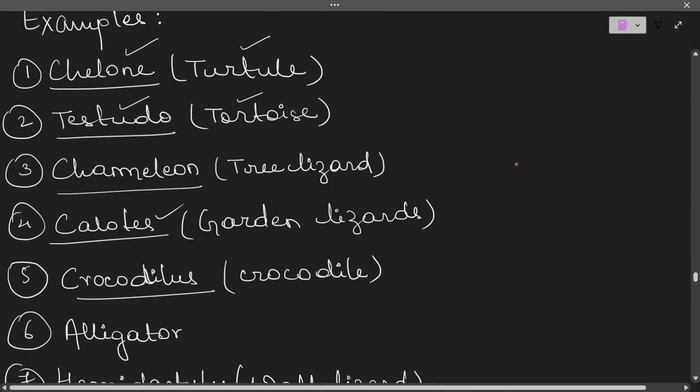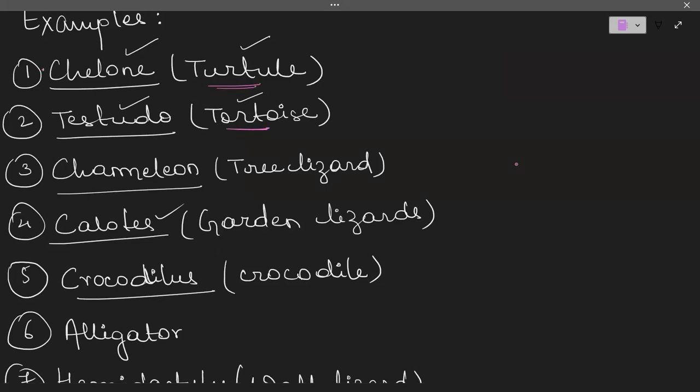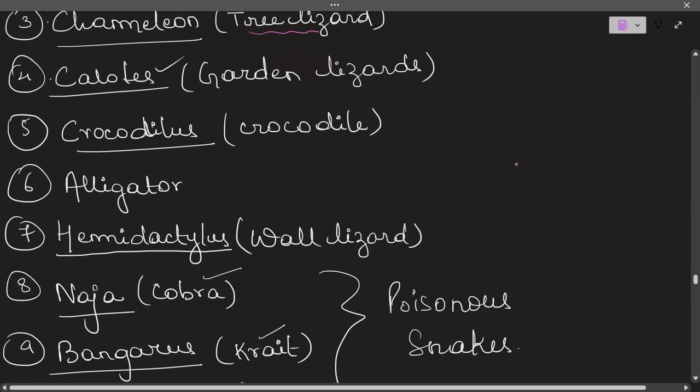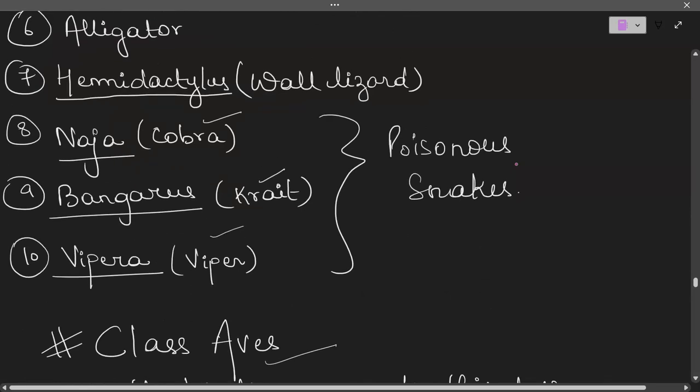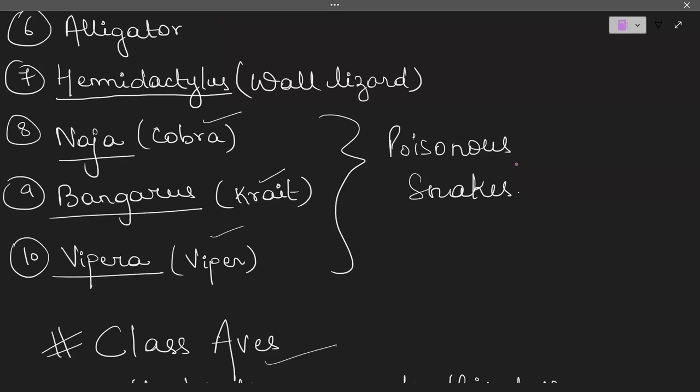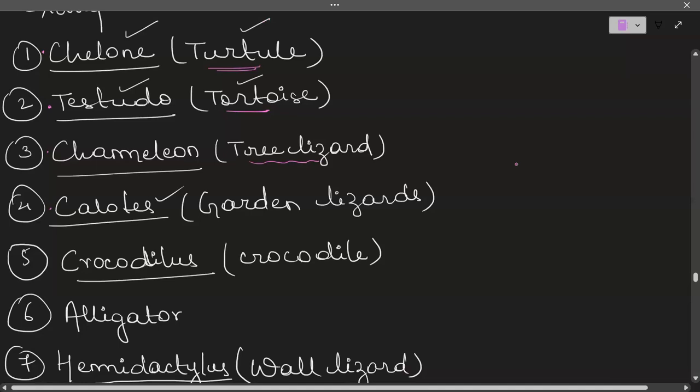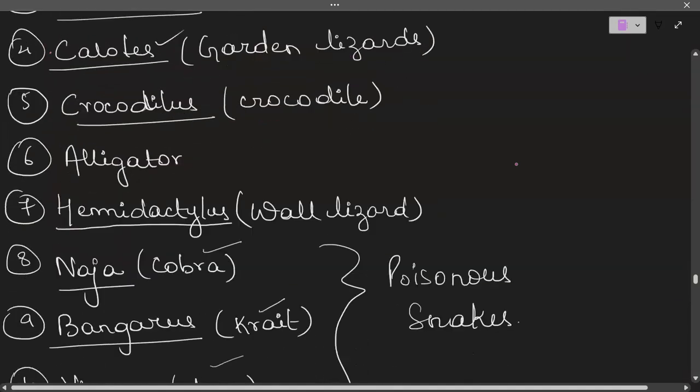Talking about the examples, we have the turtle, that is chelone. We have the tortoise, that is testudo. Then the tree lizard is chameleon. The garden lizard is calotes. Crocodile is crocodylus. Then there is alligator. And then the wall lizard, that is hemidactylus. Then a variety of snakes are also found in this class, reptilia, such as the cobra, that is known as naja, the krait, that is known as bungarus, and then the viper snake, that is known as vipera. So all of the examples of every single phylum, every single class is very important.